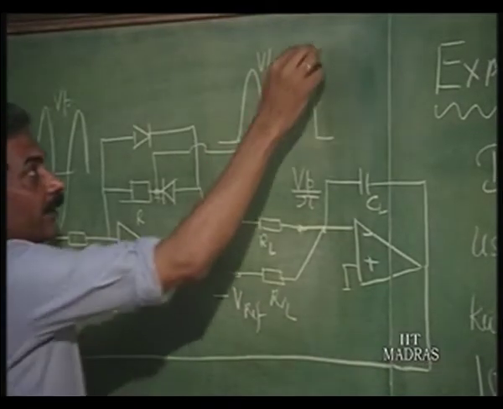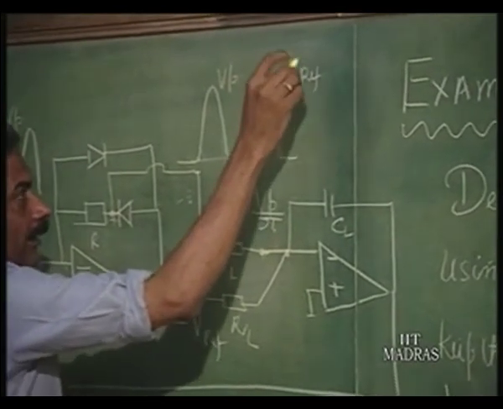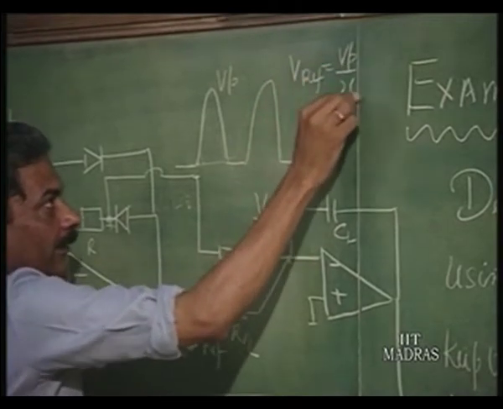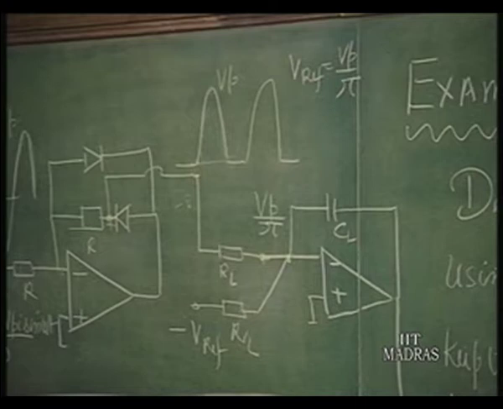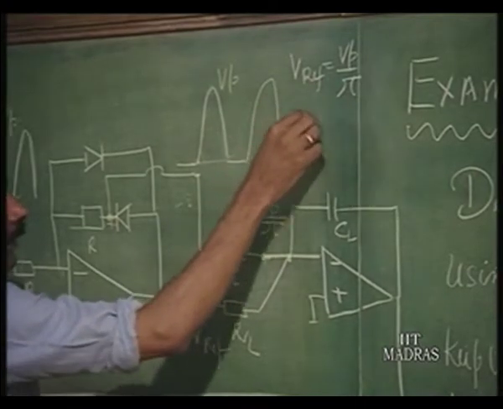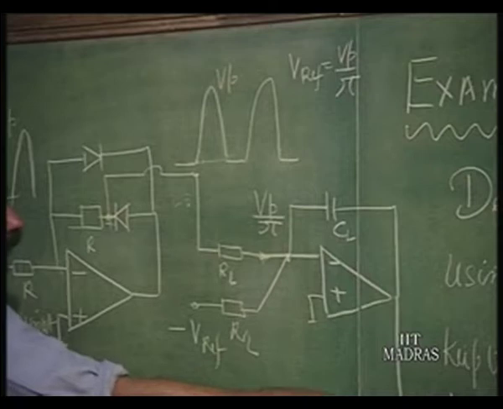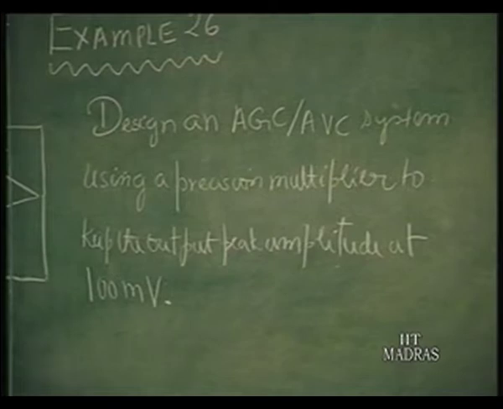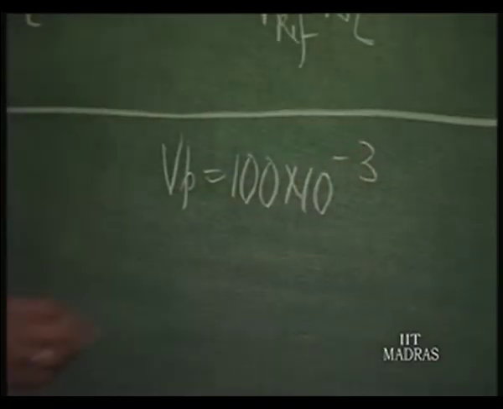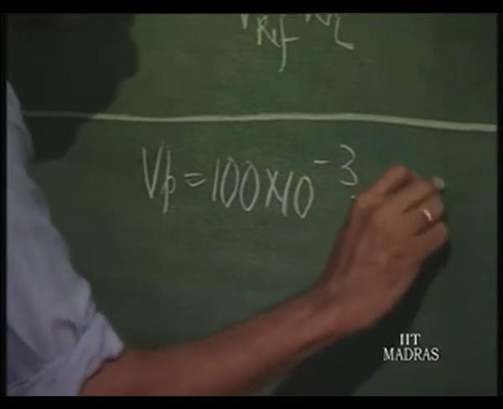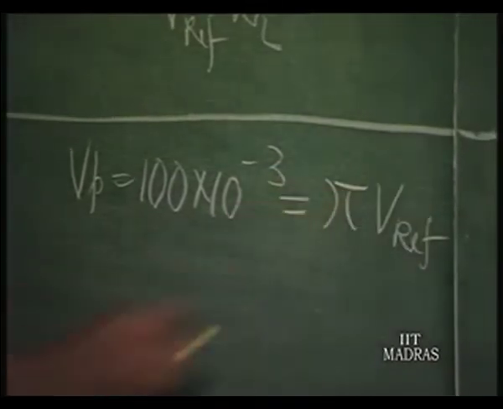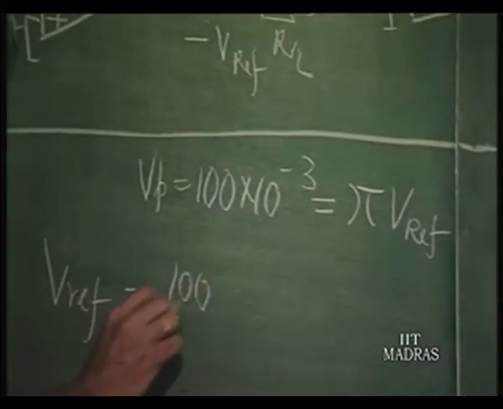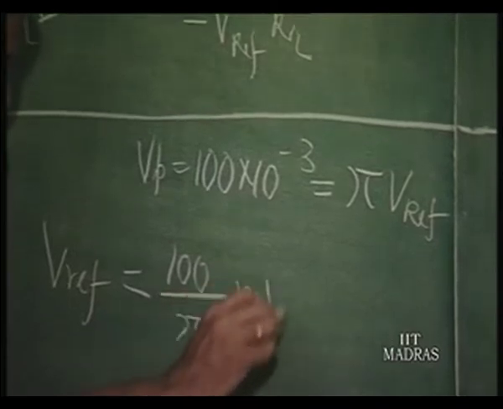It is compared with this, and when this current is the same as this current, steady state is reached. That means V reference into V reference is equal to Vp by pi if these resistors are the same. In our case we want this peak to be equal to 100 millivolts. So, Vp is equal to 100 millivolts. So, that is equal to pi into V reference.